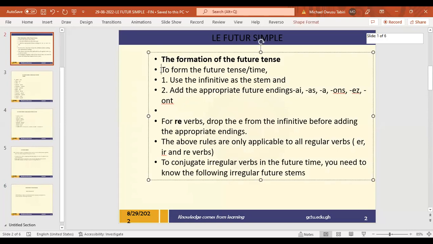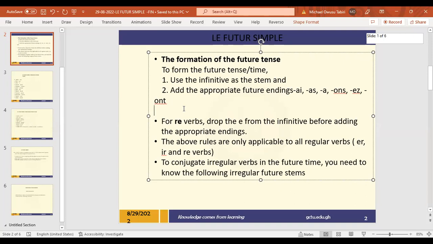To form the future stem, you have to use the infinitive as a stem. So for instance, if you are talking about the verb manger, the infinitive is manger, which ends in E-R, okay? And if it's danser, danser is the infinitive stem. Voyager is the infinitive stem. Sortir, use the whole verb as a stem.